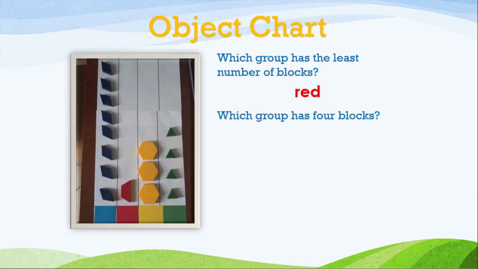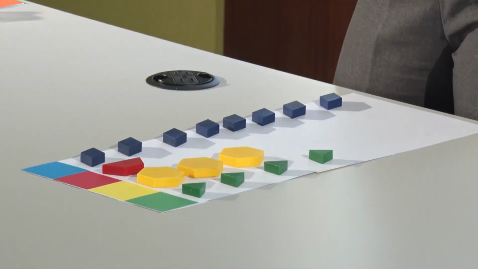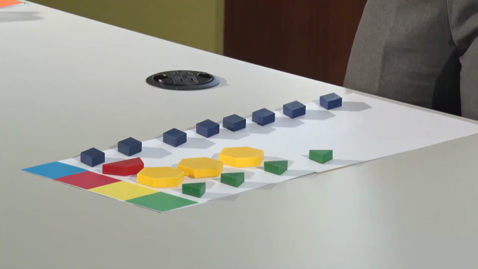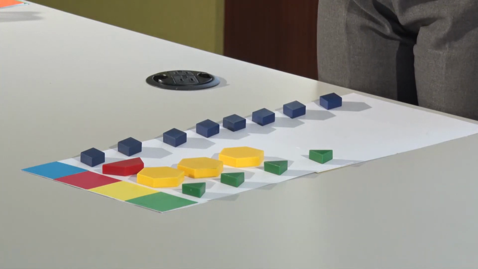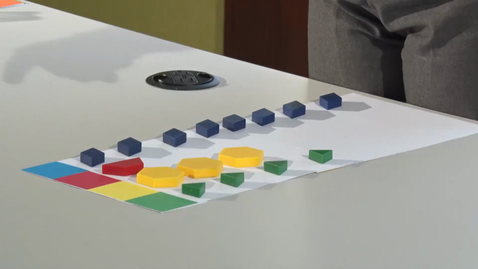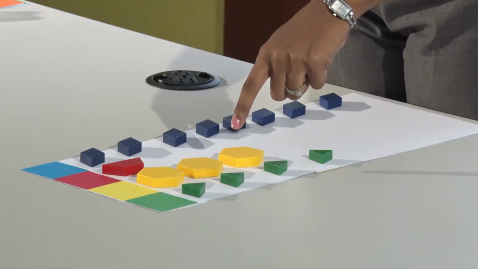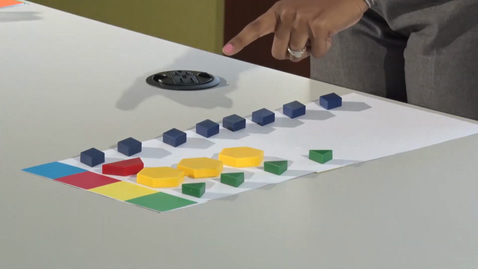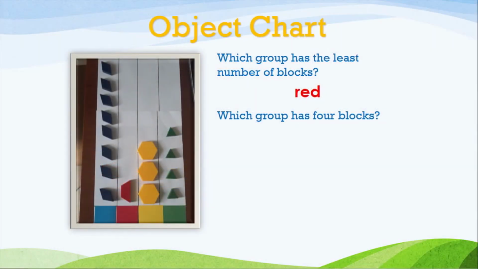Which group has 4 blocks? So we go to our object chart, and we are looking for the group which has 4 blocks. Well, what do you think, boys and girls? Yellow has 4 blocks. 1, 2, 3. Nope. Green has 4 blocks. You're correct. 1, 2, 3, 4. So which group has 4 blocks? Green has 4 blocks.